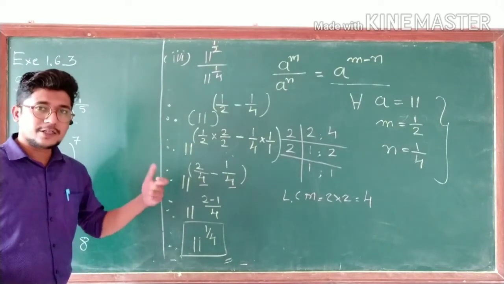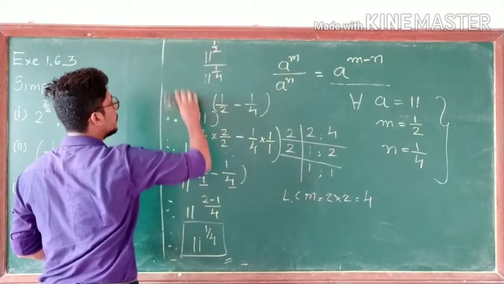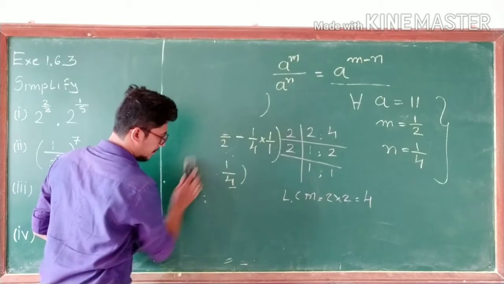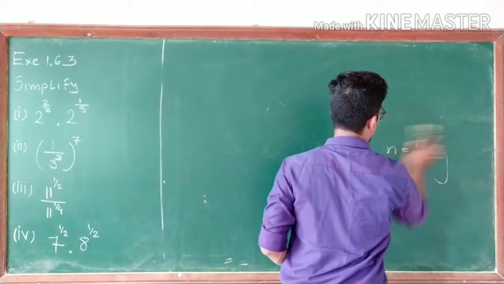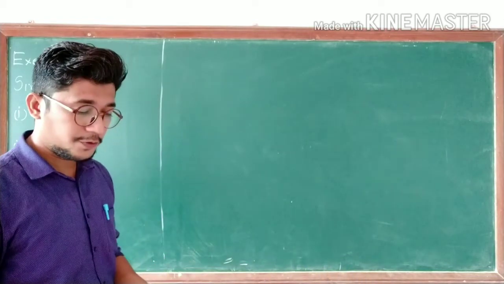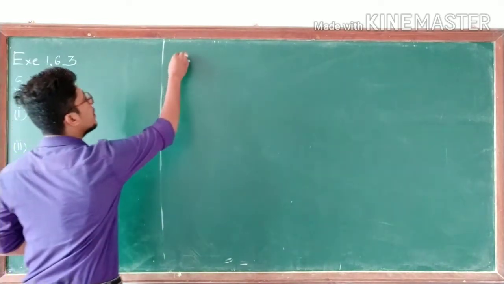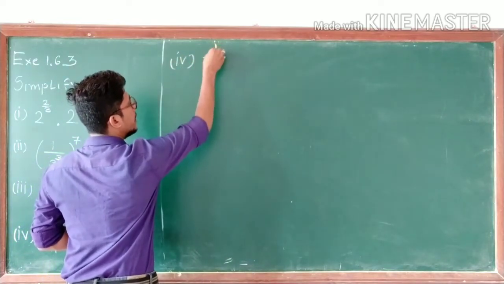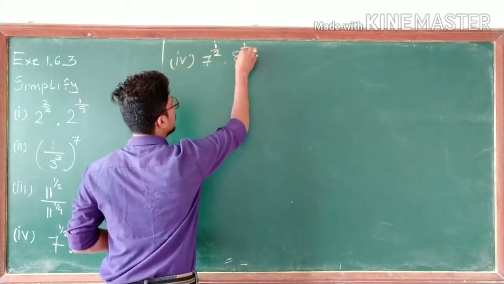For writing, it's better to pause the video and then you can write it. Now for fourth problem, we are moving on for a fourth problem. Fourth problem says 7 power 1 by 2 into 8 power 1 by 2.